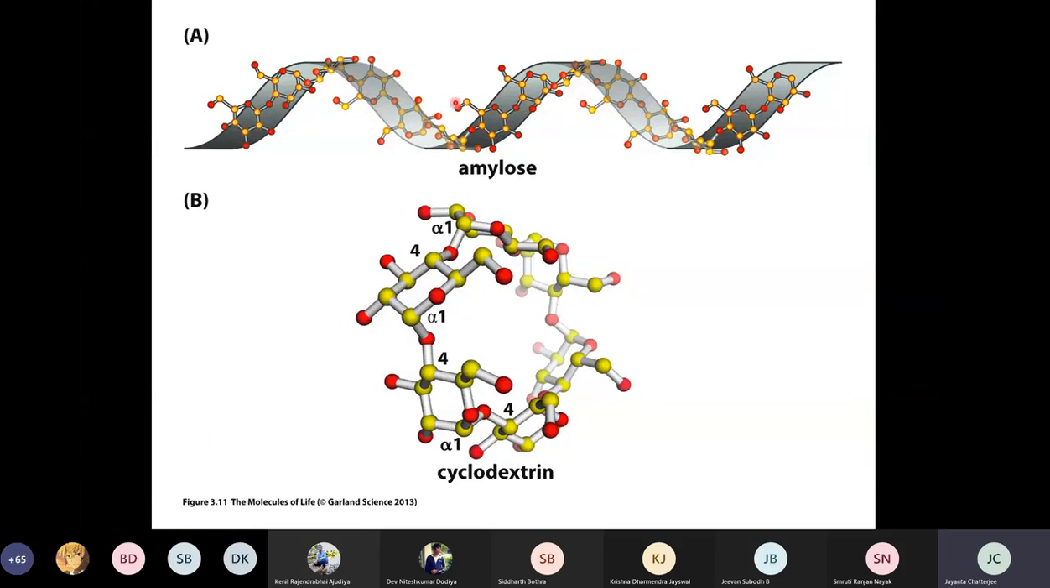And it turns out that if you just have six or seven of these monomers joined together, the head and the tail can come close enough so that there is a reaction between the first and the seventh or the sixth unit, and it forms cyclization, and that leads to the formation of cyclodextrin.